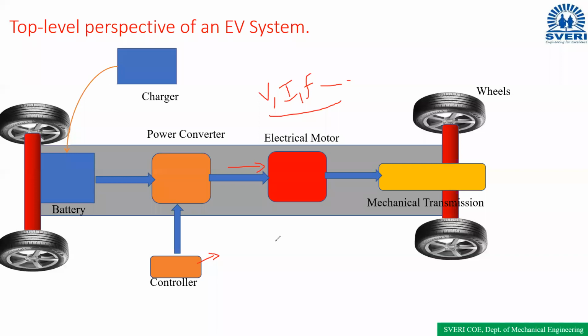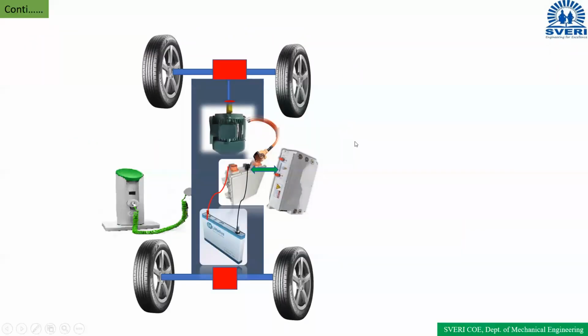So see here, one more thing. From this diagram, can anyone tell one advantage of this block diagram? Anybody, please? By seeing this block diagram, what can we conclude?